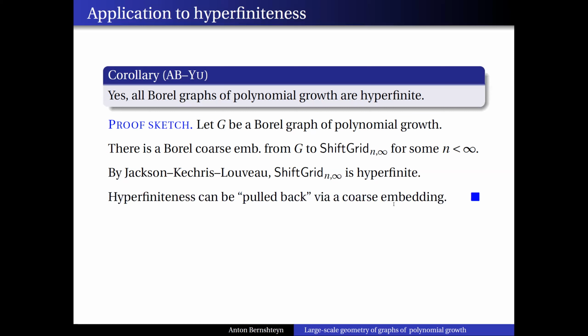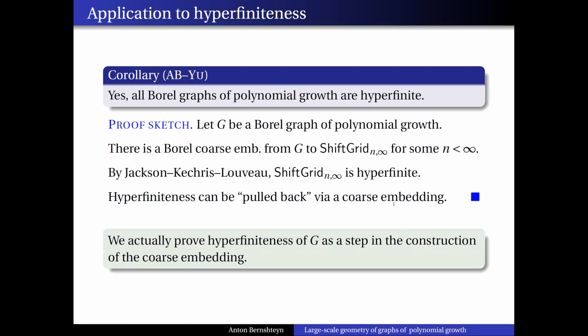So in other words, this is an immediate corollary of our main result, although I should say that actually this isn't the right proof, because we have to prove that Borel graphs of polynomial growth are hyperfinite, or something very similar to that, in the course of constructing the coarse embedding. So in some sense, there is a bit of circular reasoning here. You actually first have to prove hyperfiniteness, and then you use this to construct coarse embeddings after that. But it does show that the reason for hyperfiniteness is that Schreier graphs of actions of Z^n are hyperfinite. That's why every Borel graph of polynomial growth has to be hyperfinite.